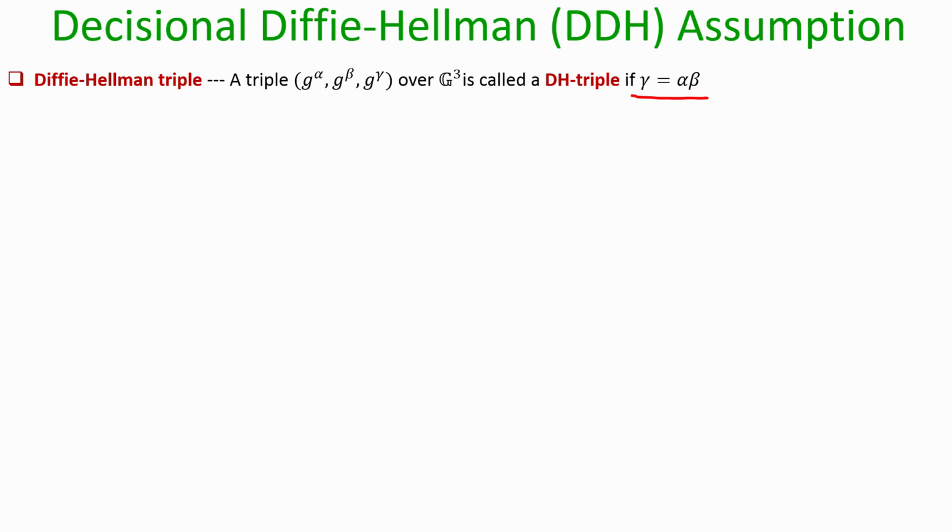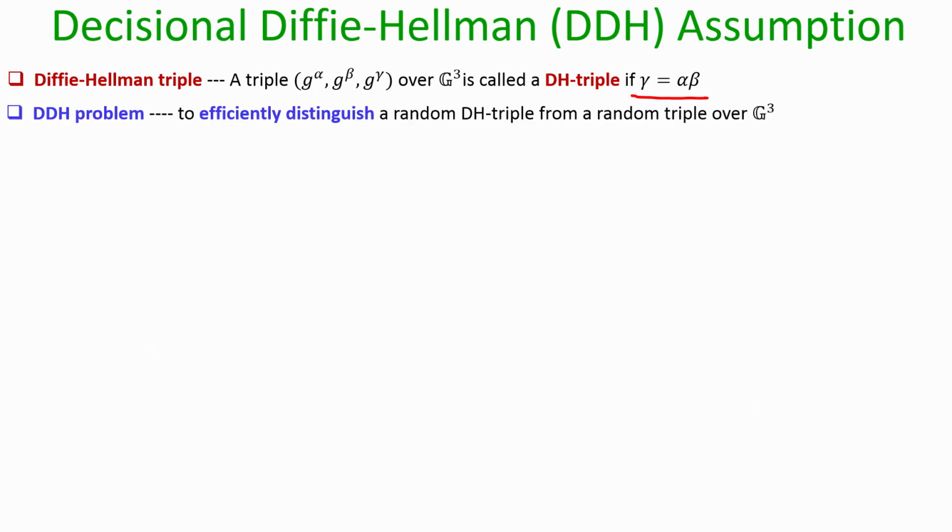Again, this definition of Diffie-Hellman triplet is with respect to a cyclic group where the underlying operation is multiplicative, but this definition can be modified with respect to a cyclic group where the underlying operation is the addition operation. Now, the DDH problem is to efficiently distinguish a randomly chosen Diffie-Hellman triplet from a randomly chosen triplet over the group. That means an adversary or an algorithm will be given a triplet which could be either a Diffie-Hellman triplet or an arbitrary randomly chosen triplet, and it has to distinguish whether it is seeing a Diffie-Hellman triplet or a randomly chosen triplet.